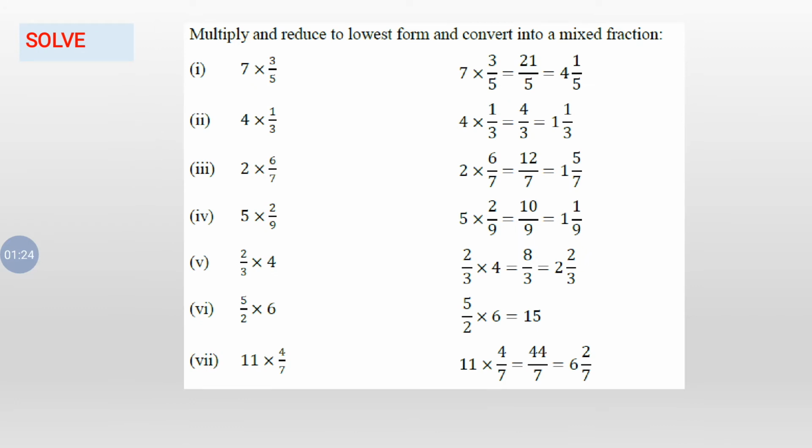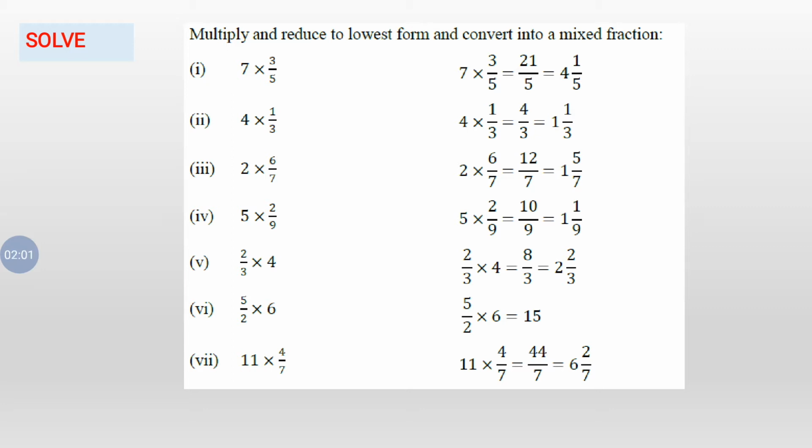Multiply, reduce to the lowest form and convert into mixed fractions. So 7 into 3/5. The denominator is considered as 1, so 7/1 into 3/5. The product of the numerators divided by the product of the denominators: 7 3s are 21, 1 5 is 5, so 21/5. Improper fraction, convert into mixed fraction.